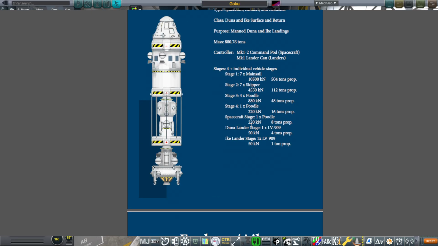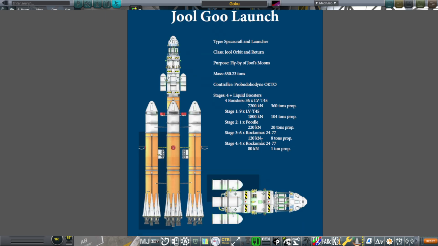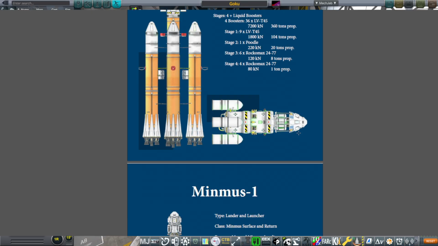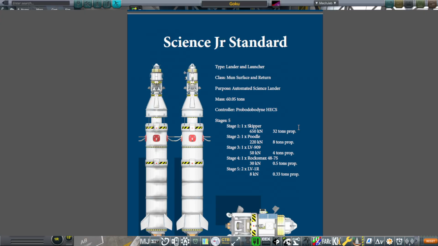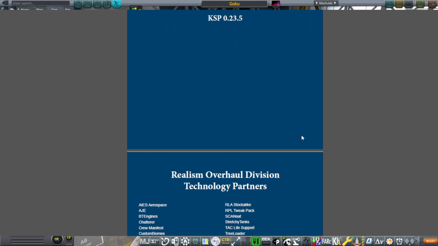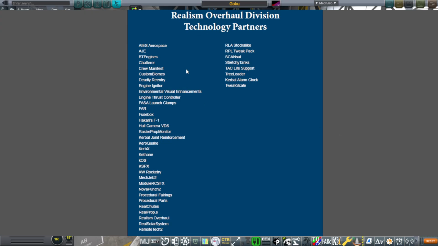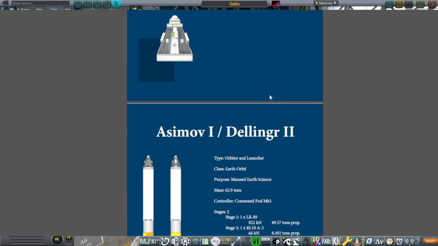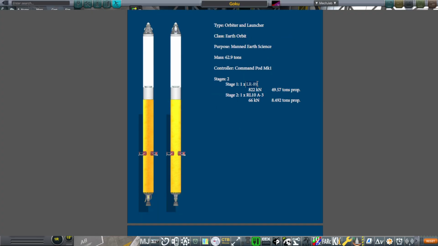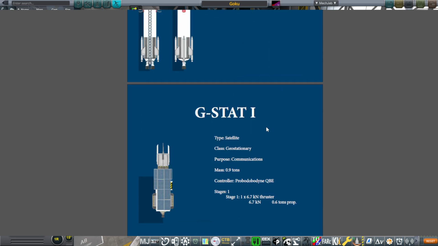Nowhere will you see 3.75 meter parts, much less 5 meter parts. It's all 2.5 meter part maximum, and all the grisly details were listed here back 10 years ago when I was primarily doing stock. But there was this realism overhaul division. See, I was doing realism overhaul 10 years ago in 0.23.5, and I listed the mods dutifully, and these were realism overhaul command pods and realism overhaul engines. You see the RL10s and the LR89s and stuff like that.